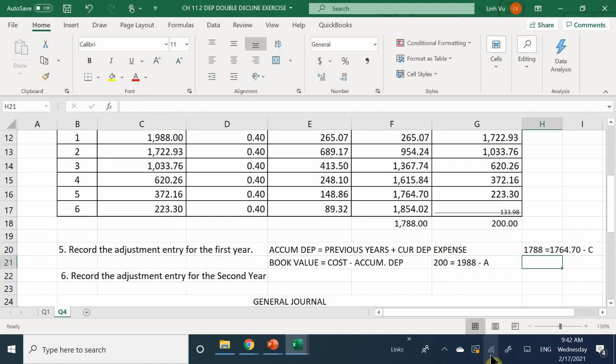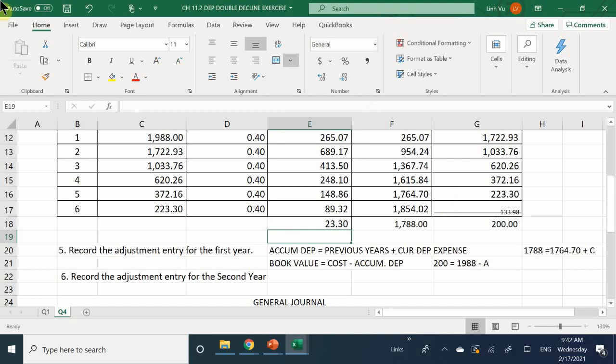Okay? If 1788 is equal to 1764, oh, it's plus. My bad, not minus, plus. How much do I need to add to get to 1788? 23.30. And that's how you solve backwards. You're going to take the formula that already exists and just plug in the numbers. So in this case, it was 23.30, right?